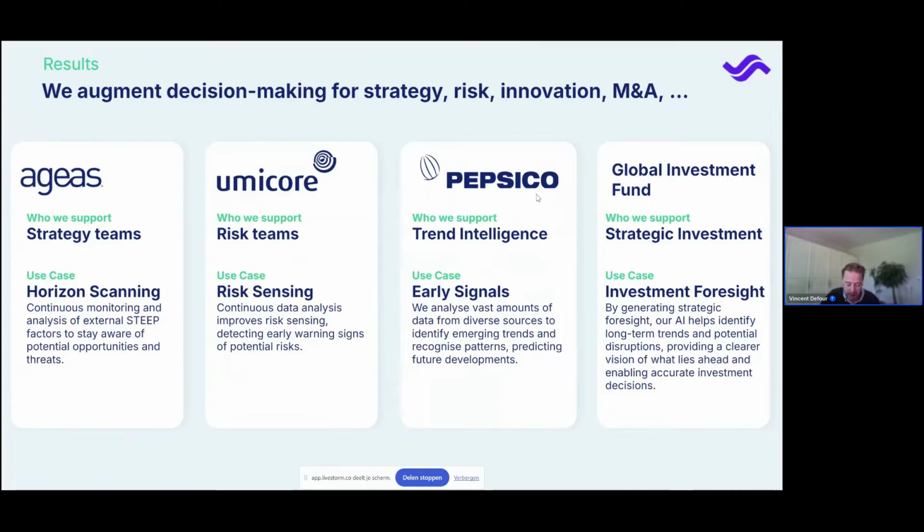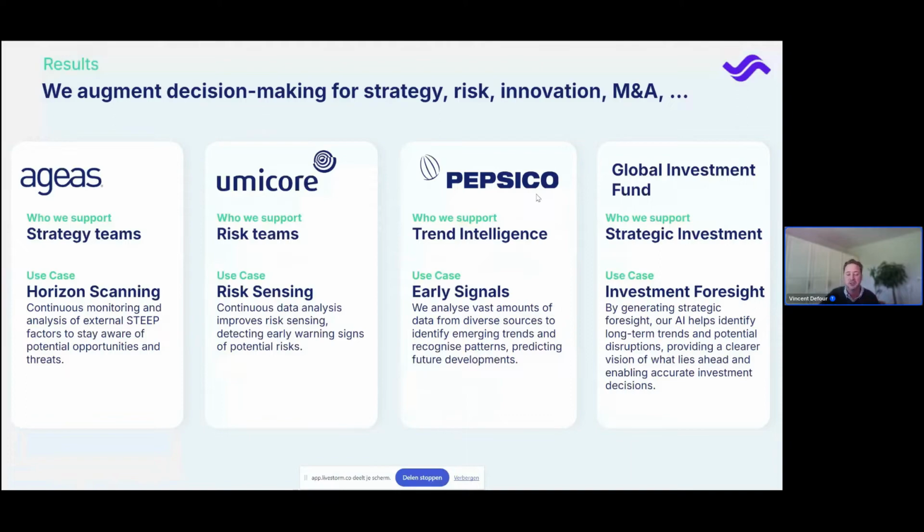Another popular use case is about weak signal detection, early signal detection. So really understanding change before competitors, understanding and recognizing patterns of change that might disrupt specific consumer patterns. And this is actually what we're doing for PepsiCo at a global level.